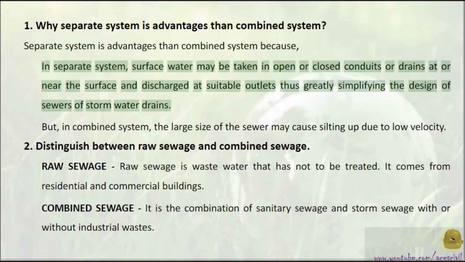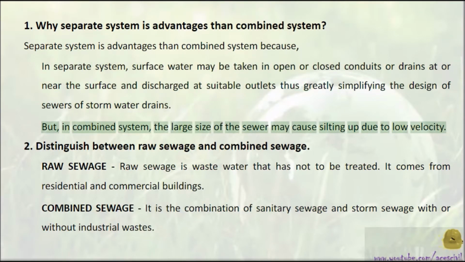in a separate system, surface water may be taken in open or closed conduits or drains at or near the surface and discharged at suitable outlets, thus greatly simplifying the design of sewers of storm water drains. But in a combined system, the large size of the sewer may cause silting up due to low velocity.